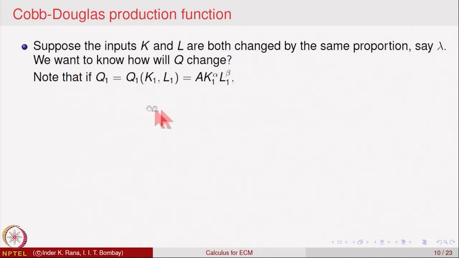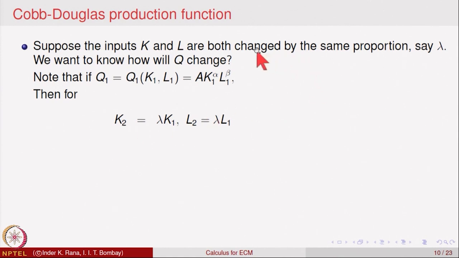So, let us observe. The new Q 1 will be Q of K 1, L 1. K is changing to K 2, L is changing to L 2. What will be K 2? We know that it is changing proportionately. So, K 2 is lambda K 1 and L 2 is lambda L 1. So proportionately, K 2 by K 1 is lambda and L 2 by L 1 is lambda. From some value K 1, L 1, the capital is changed to K 2, L 2, with the same proportionality.